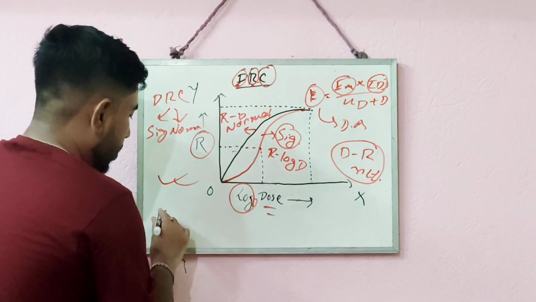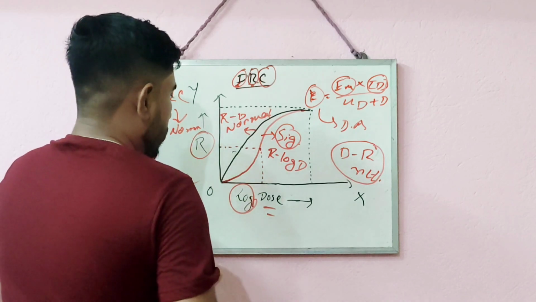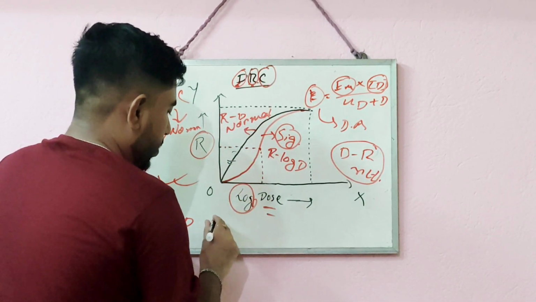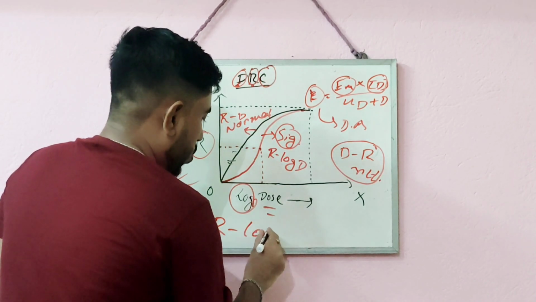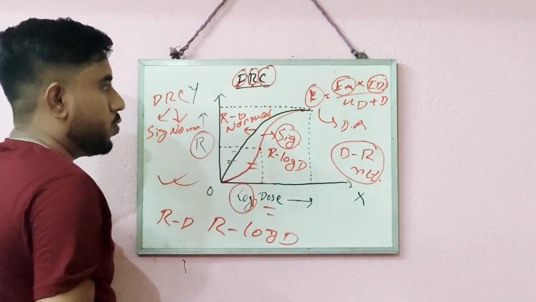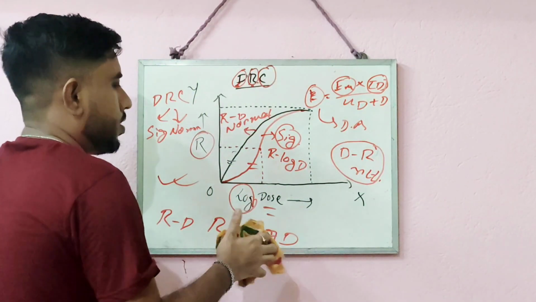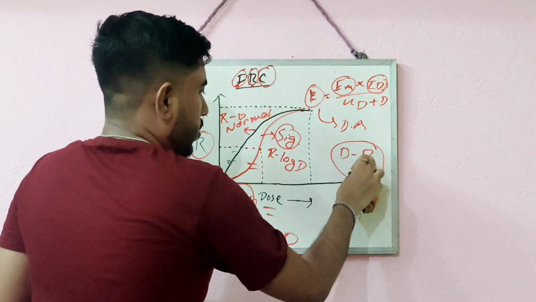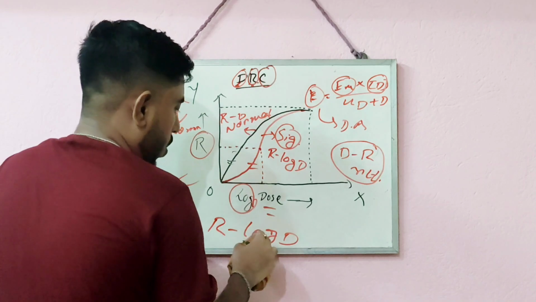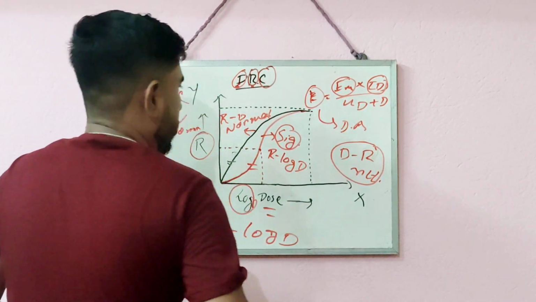When you draw against response and only drug dose, it will give you the normal curve, and when you draw that graph against response with log dose, it will give you that sigmoid curve that I have already shown in that diagram. By that you can easily understand the relationship between drug dose and response, and between drug log dose and response. So that diagram is important to remember.